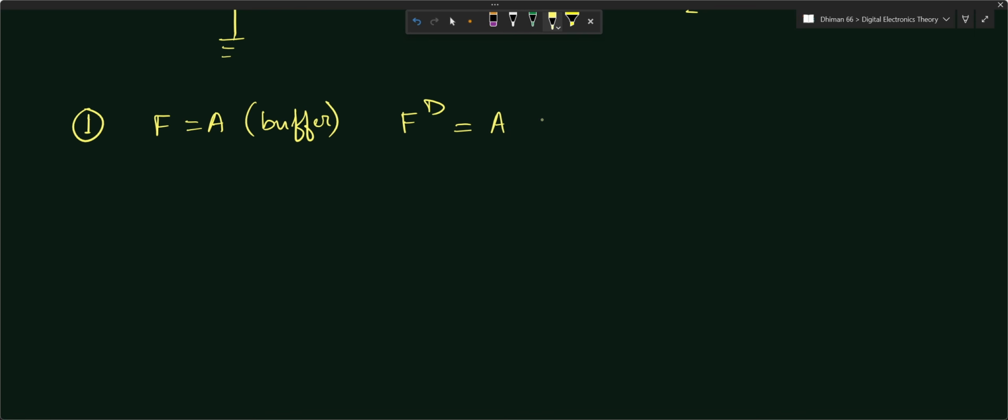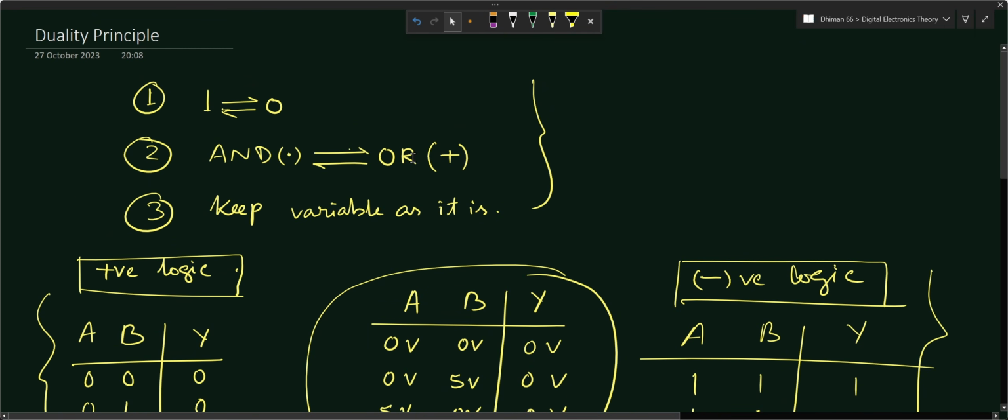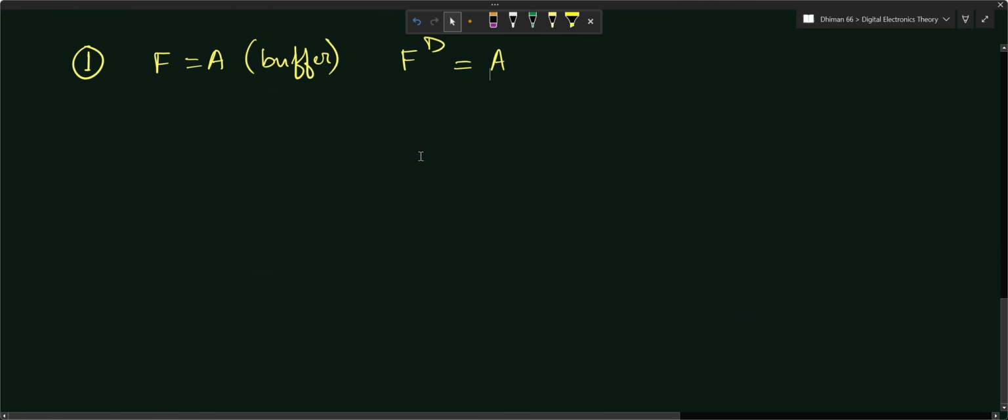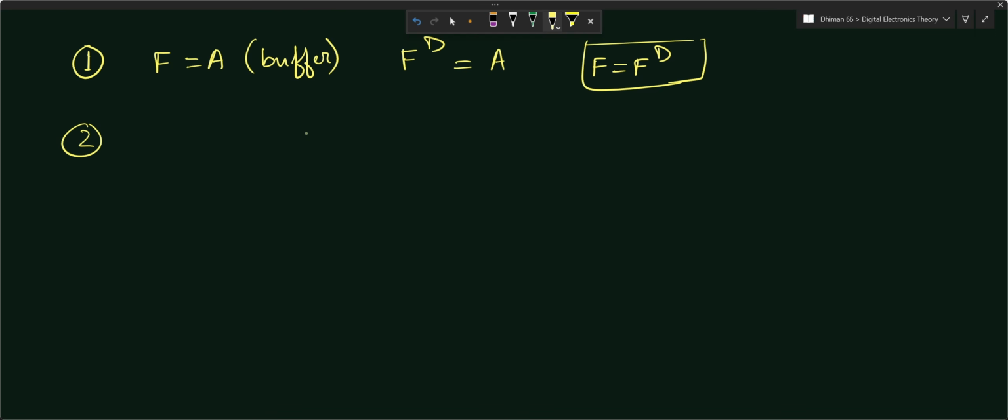Let me show you here, these are the rules. 1 will be replaced with 0, an AND operation will be replaced with an OR operation, and keep the variable as it is. Here we do not have any kind of operation, so we keep the variables as it is. So here f and the dual of the given function are exactly the same. So for a single variable, if there is no operator, then we can write f equal to fd.